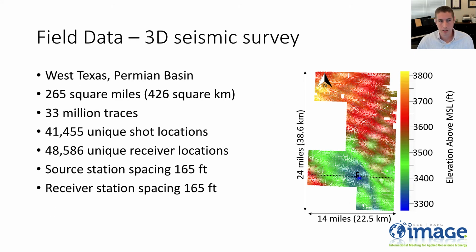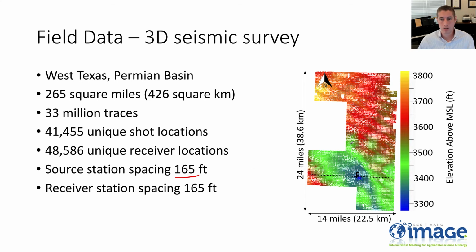So, moving on to field data. The data that we used in this study was a 3D seismic survey conducted over 265 square miles on the west side of Texas, USA, in the Permian Basin for the purpose of oil and gas exploration. It contains approximately 33 million traces with 41,455 unique shot locations and 48,586 unique receiver locations. The source and the receiver station spacings were both approximately 165 feet apart.